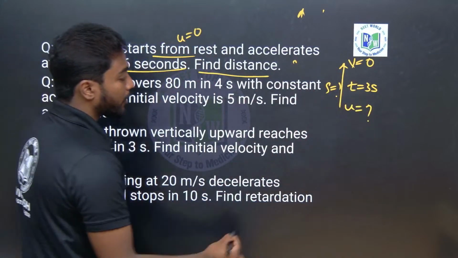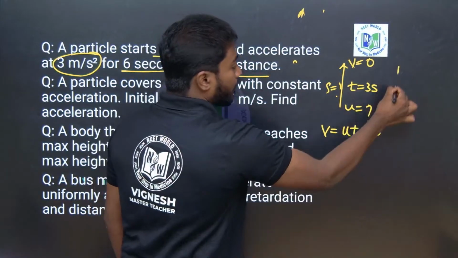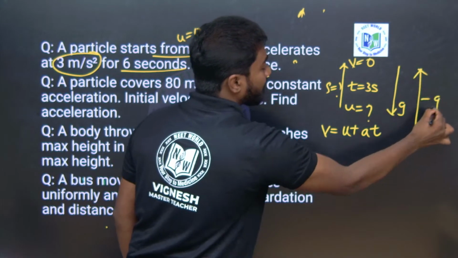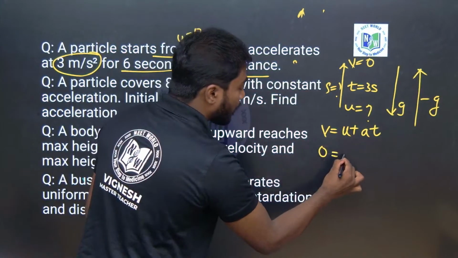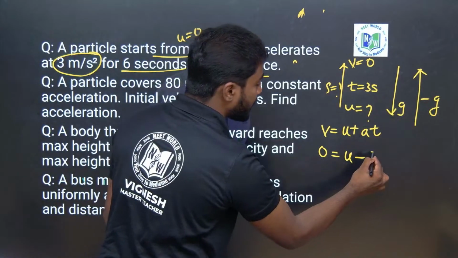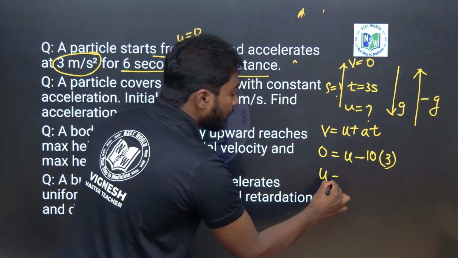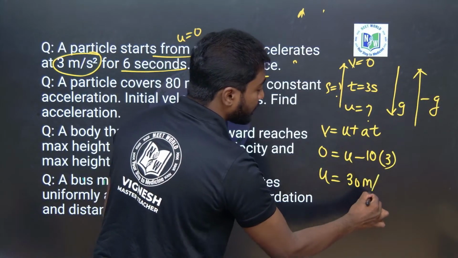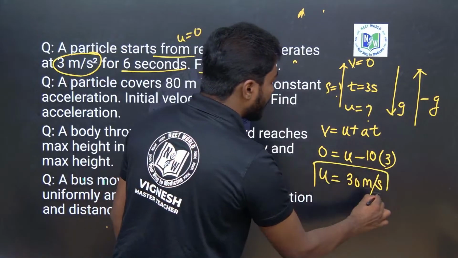So first equation I can use, v equals u plus at, where a is my gravity. I am throwing opposite to the gravity, so that will be minus g. So v is 0 equals u minus g t, that is 10 times 3. So u, if I take this side, will be plus, so 30 meters per second. So this is my initial velocity.